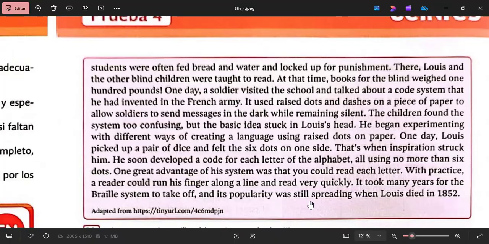It took many years for the Braille system to take off, and its popularity was still spreading when Louis died in 1852.